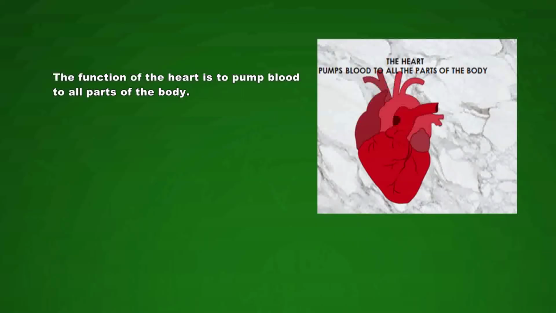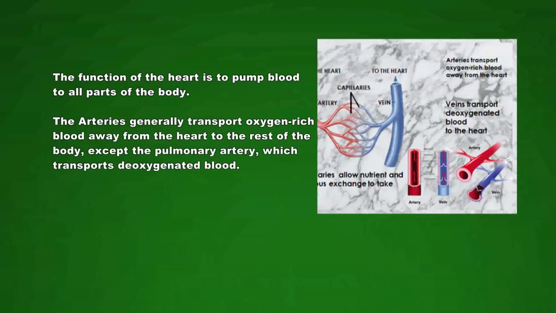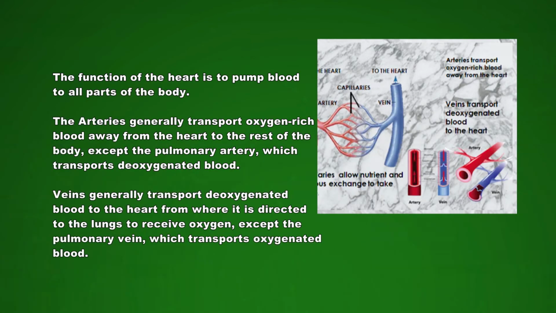Now let us look at the functions of the heart, arteries, veins, capillaries, and components of the blood. The function of the heart is to pump blood to all parts of the body. The arteries generally transport oxygen-rich blood away from the heart to the rest of the body, except the pulmonary artery, which transports deoxygenated blood. Veins generally transport deoxygenated blood to the heart, from where it is directed to the lungs to receive oxygen, except the pulmonary vein, which transports oxygenated blood.